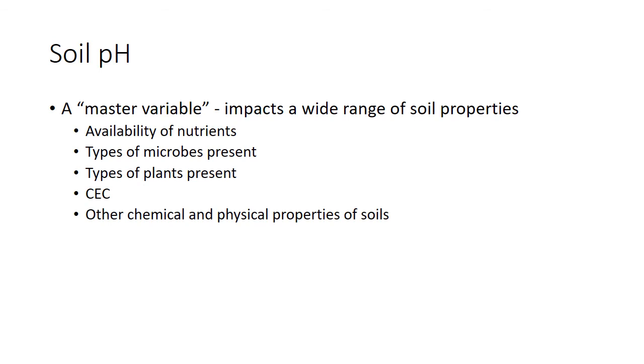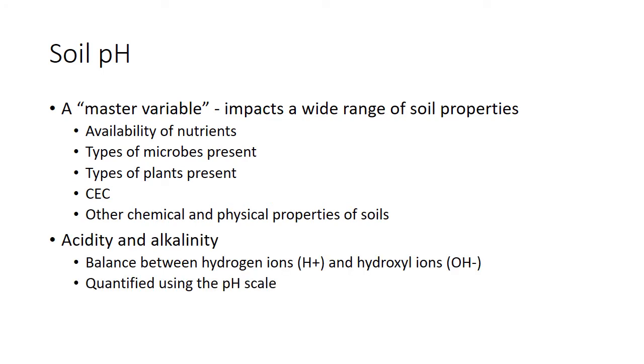All right, so soil pH is what I would consider a master variable. What I mean by that is as this variable changes, it has a big impact on a whole range of other soil properties. It impacts how many nutrients are available to plants or to microbes. It changes the types of microbes that are present, so you actually see shifts in microbe communities as pH changes. Same with plant communities. CEC can go up and down depending on what the pH is. And there are a whole range of other chemical and physical properties of soil that change as soil pH changes.